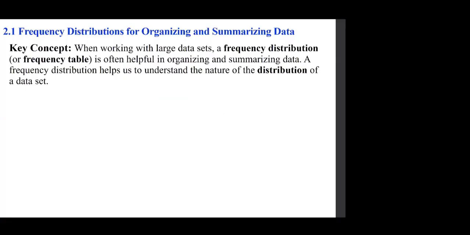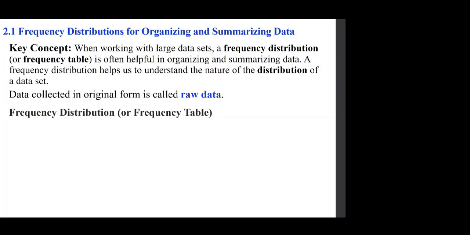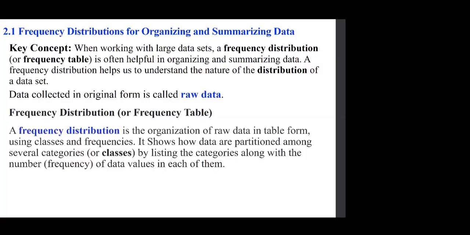We are looking at this section discussing frequency distribution for organizing and summarizing data. So the key concept is, when working with large data sets, a frequency distribution or frequency table is often helpful in organizing and summarizing data. A frequency distribution helps us to understand the nature of the distribution of the data set. First, we start with what's called raw data. In short, whatever we collect, just the way it's given, is raw data. Now, frequency distribution or frequency table, that's what we want to see as far as definition.